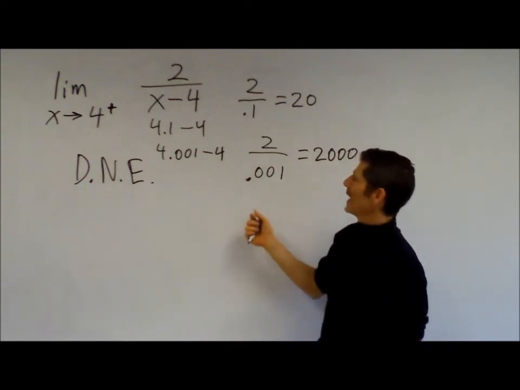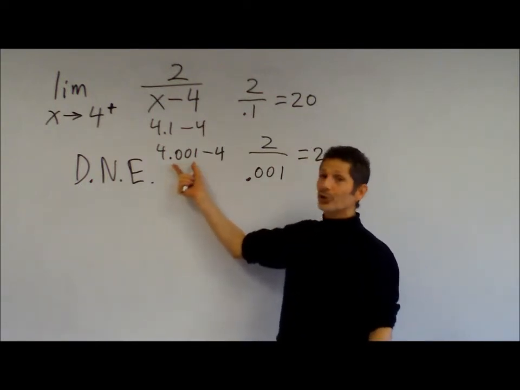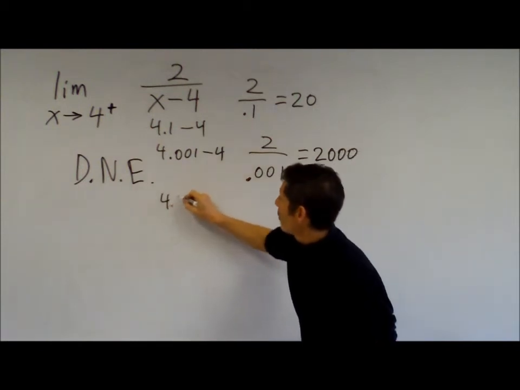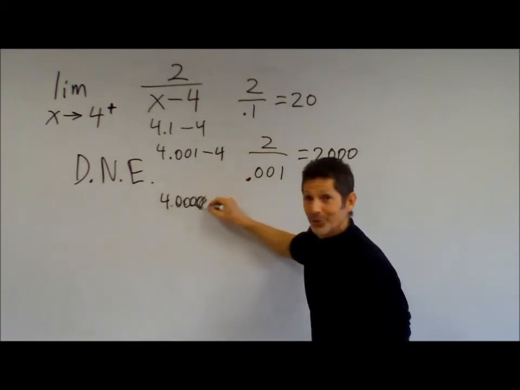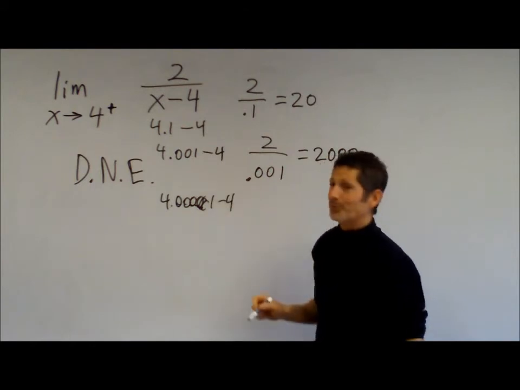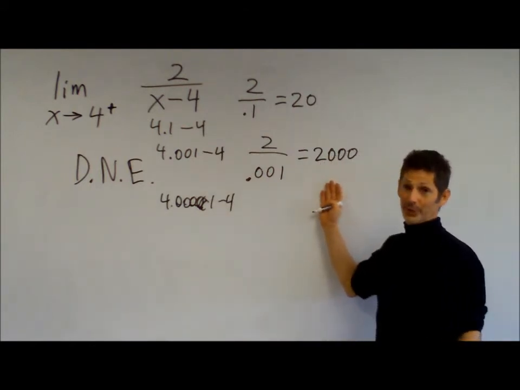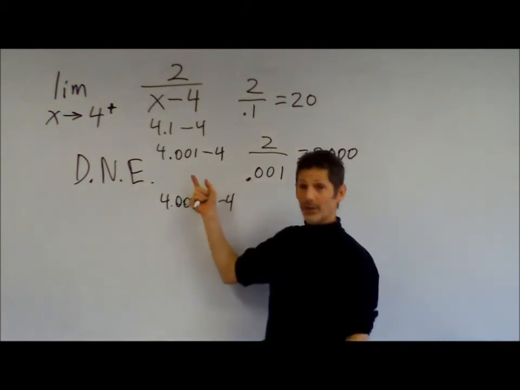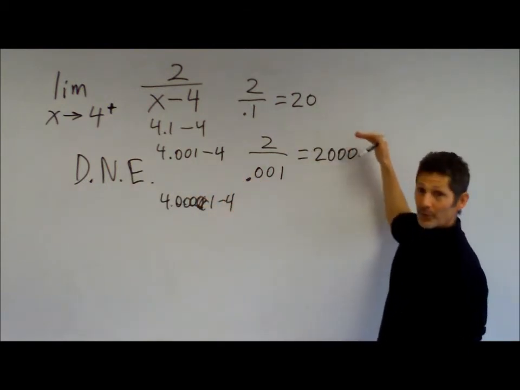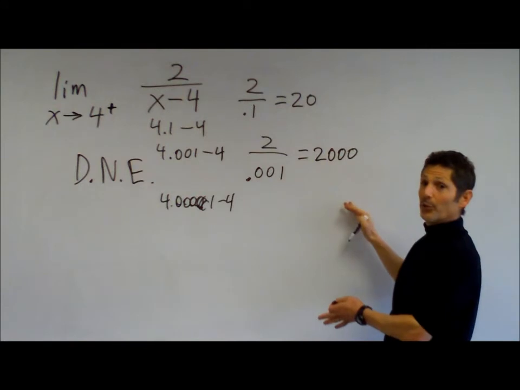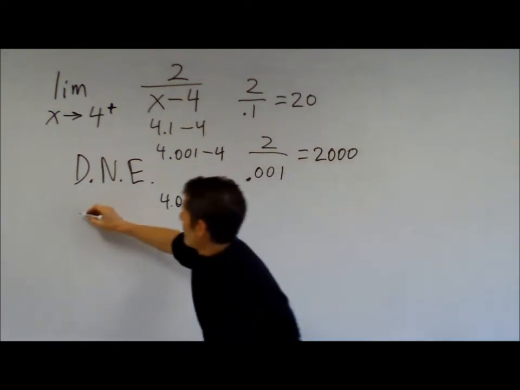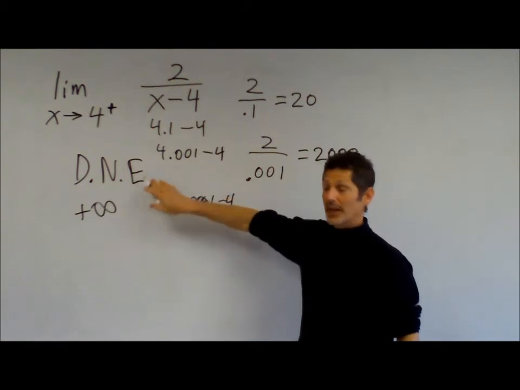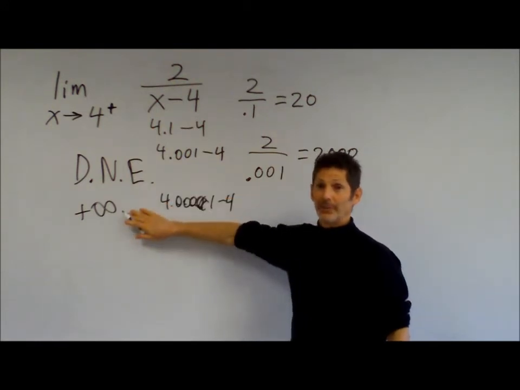So what do you suppose is happening as I get closer and closer to 4, but on the positive side? Like if I picked 4.000000001 minus 4, I would get some enormous positive values. So you can in fact see that the closer I get to 4, the bigger this fraction is going to be, the bigger this value is going to be, and in fact I am approaching positive infinity.